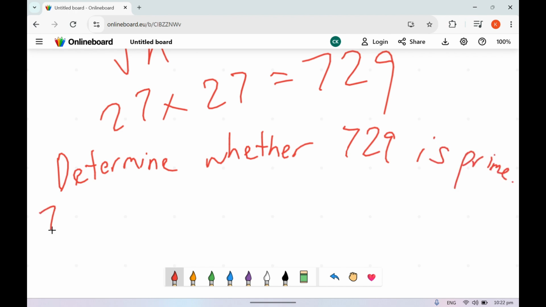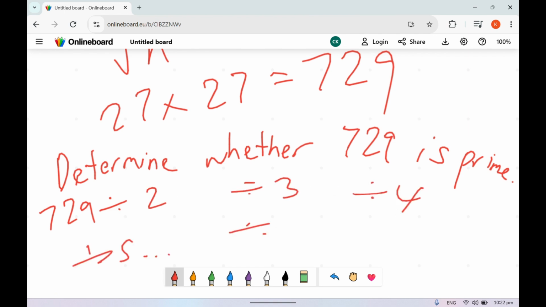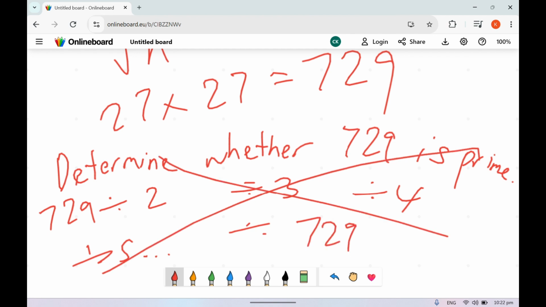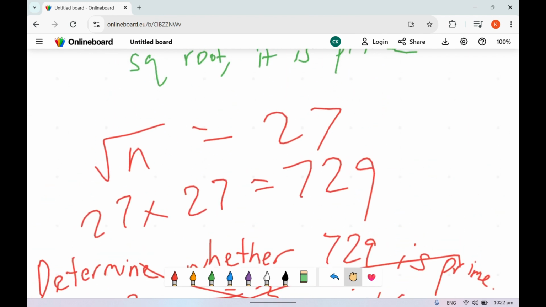a lot of you may start saying, oh, I have to divide by 2, divide by 3, divide by 4, divide by 5, all the way until divide by 729. Actually, you don't have to do that. You just need to divide by the primes that are less than its square root. Why? Why can't I divide by the primes above its square root? Why can't I divide by 29? Why can't I divide by 21? We need to check a full proof, right?